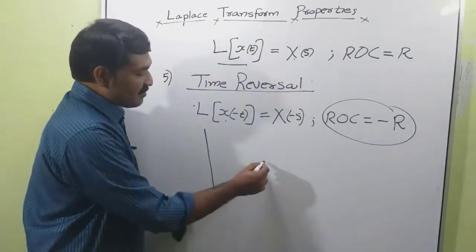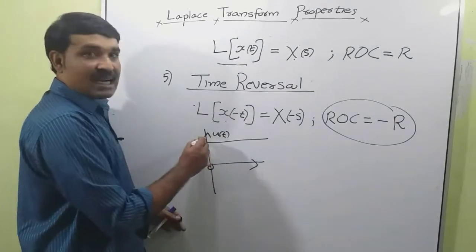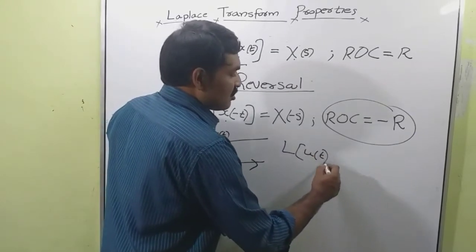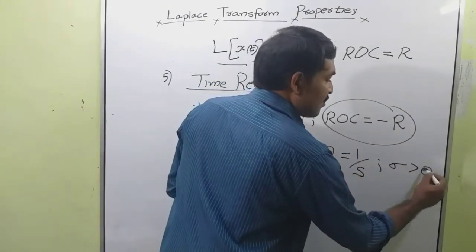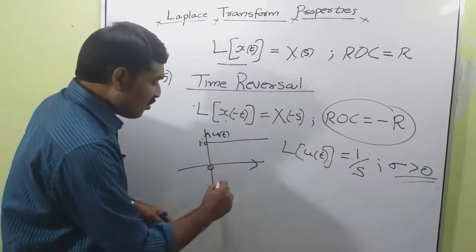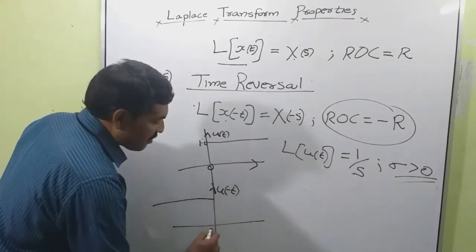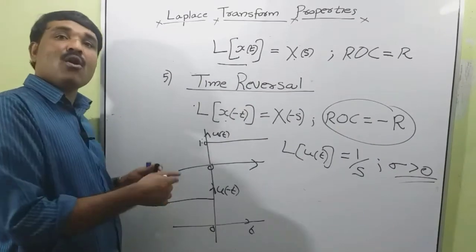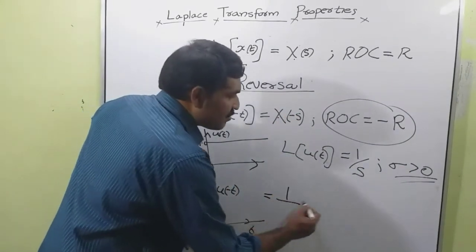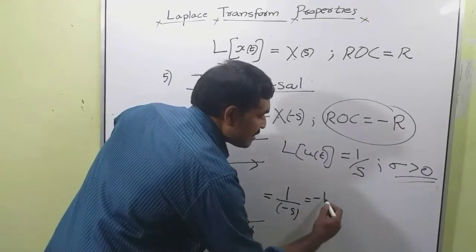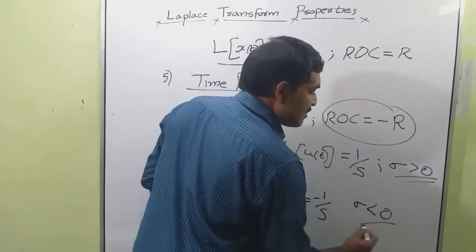For example, we know that the unit step signal is 1 for u(t). Okay. And the Laplace transform of u(t) is equal to 1 by s, and the region of convergence is sigma greater than 0, that is, the real portion of s is greater than 0. Now the time reversed signal is u(minus t). This is a time reversed or folded signal. And the Laplace transform of this signal is equal to X(minus s), that is 1 divided by minus s, which is equal to minus 1 by s. And the region of convergence is sigma less than 0.